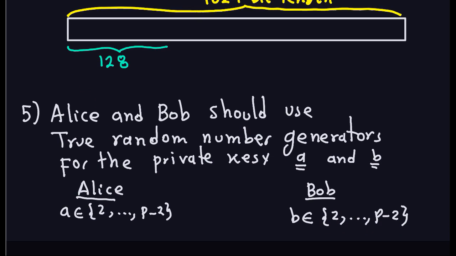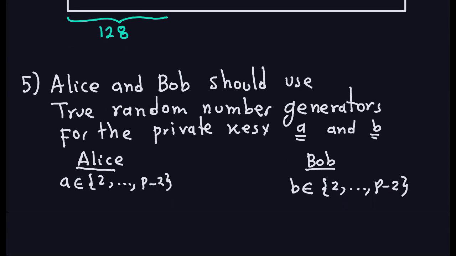Now, when Alice and Bob choose their numbers A and B for themselves, which are private, they should use a true random number generator to generate these private keys A and B. It's important because you don't want the attacker to guess in any way what A and B are, because if the attacker knows either A or B, that's it, game over. The private key could be computed easily. So that's the point of all this.